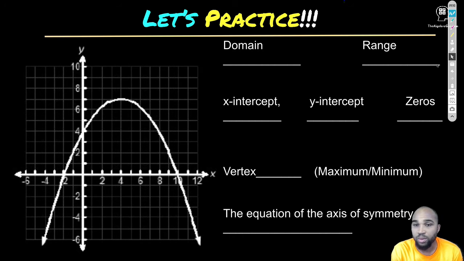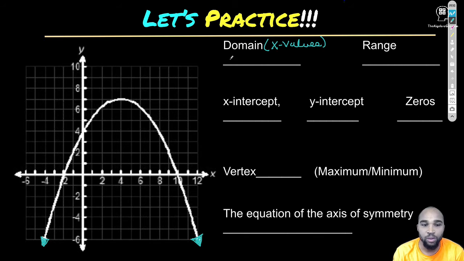All right, so let's do this one. Our domain, remember, is which value, x or y? Well, we want our x values, right? All the x values. So all the possible x values this could be. Now I want to draw your attention to the fact that there's an arrow down here, which implies that this line is going to keep going on forever in that direction. So that's a big part of finding domain and range.